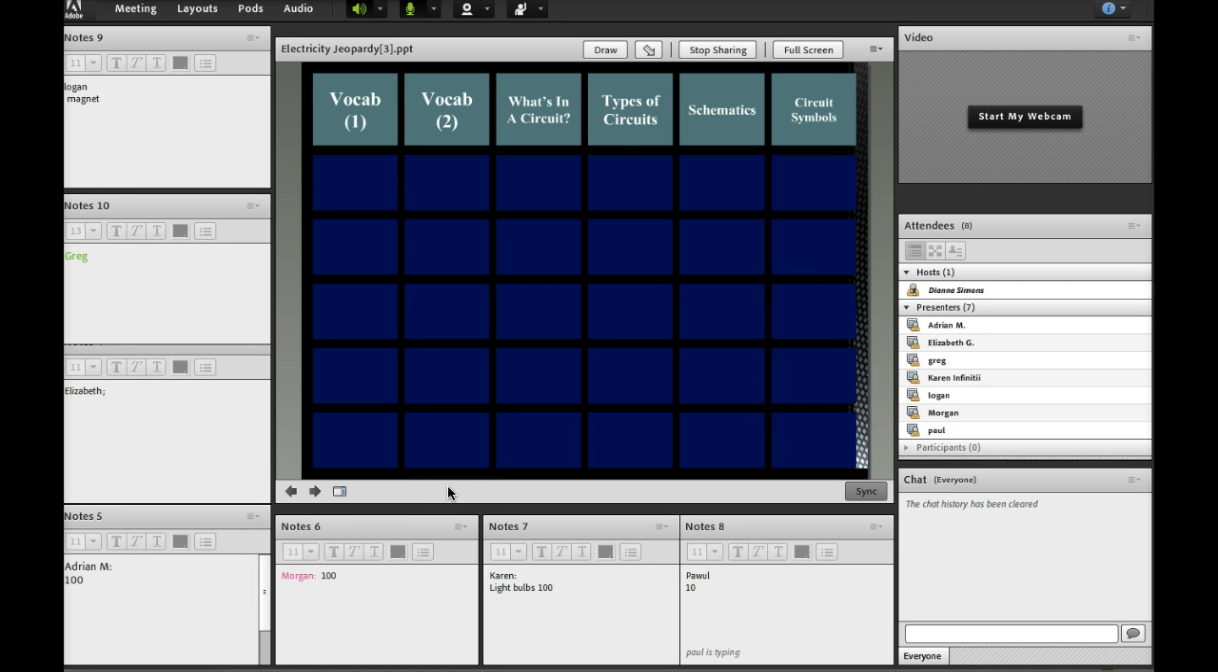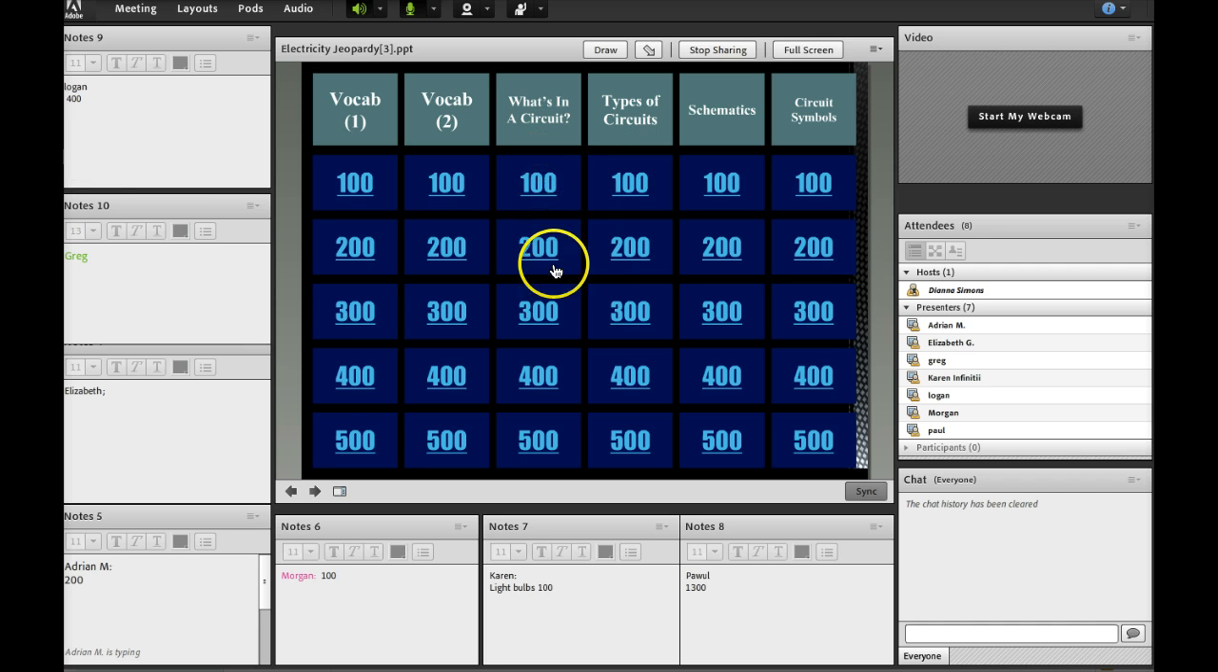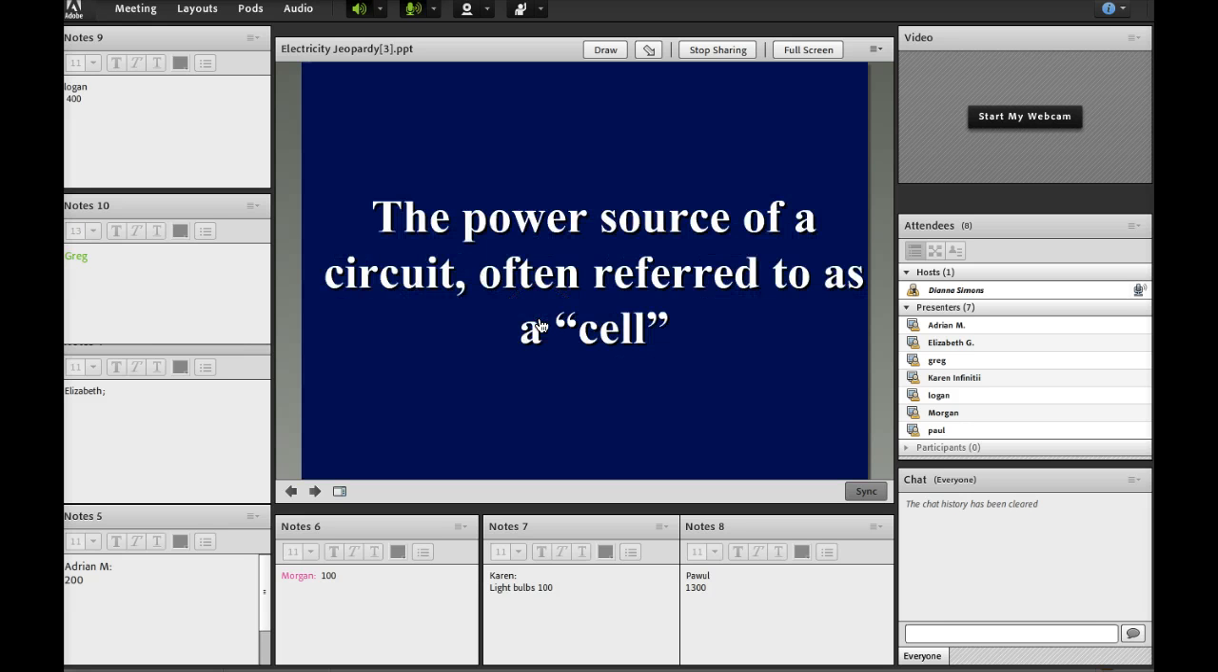All right, Morgan. What's in a circuit? 300? What's in a circuit for 300? Okay, the power source of a circuit, often referred to as a cell. So what's the power source of a circuit?